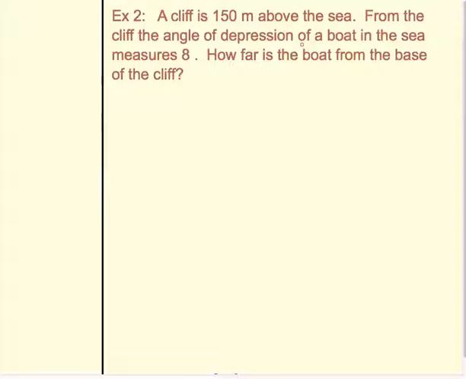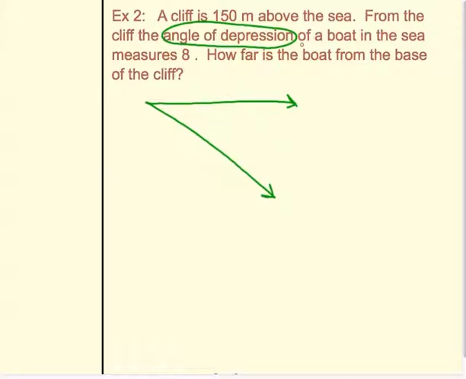A cliff is 150 meters above the sea. We have an angle of depression. So the first thing I'm going to do when I see the term angle of depression or angle of elevation is I'm going to draw a horizontal line and a line of sight. If it's a depression, a line of sight down. Okay, so here's our cliff. And it's 150 meters above the sea. Okay, so here's our sea.